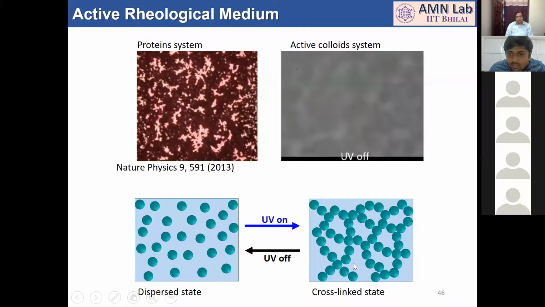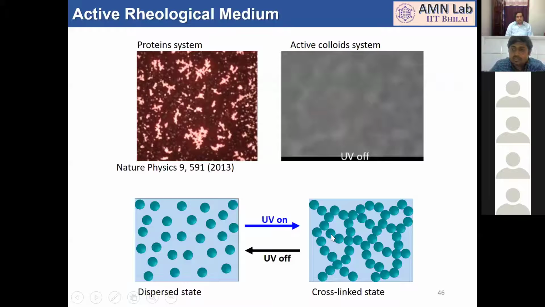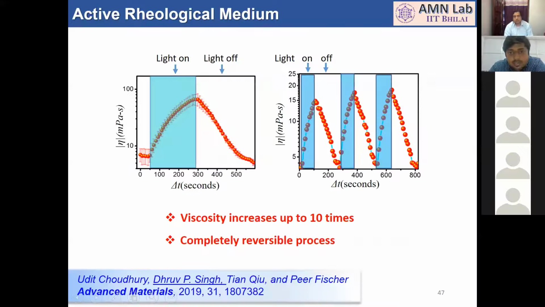The schematic shows what is happening here. So in our system too, it gives a change in the viscosity. We observed a change in the viscosity up to 10 times from the normal state by turning the activity on. And since this is a light-driven system, everything is governed by the light, so you can always change the viscosity of a system by turning the light on and off. You can do this reversibly for n number of times.